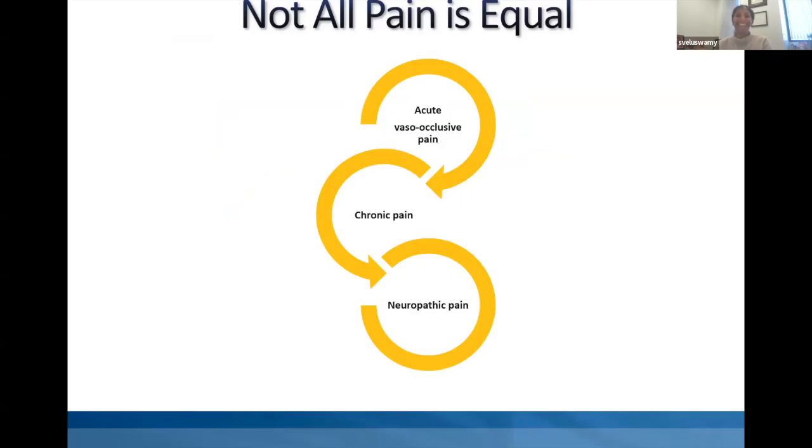Go ahead. No, that's what I was going to say, but I've so far focused on vaso-occlusive pain, but I just want to say not all pain is equal, and we have upcoming sessions. We'll talk about chronic and neuropathic pain, which are big components of pain in sickle cell disease.